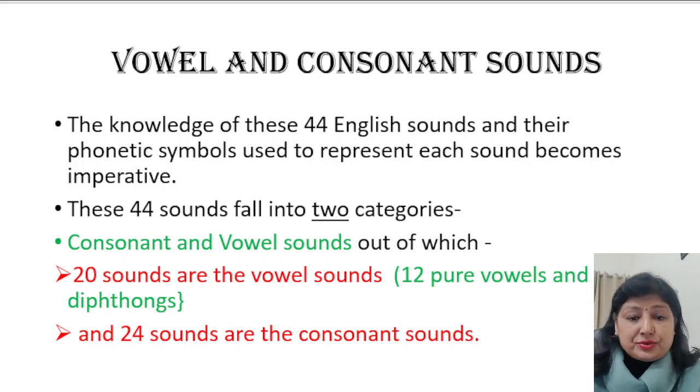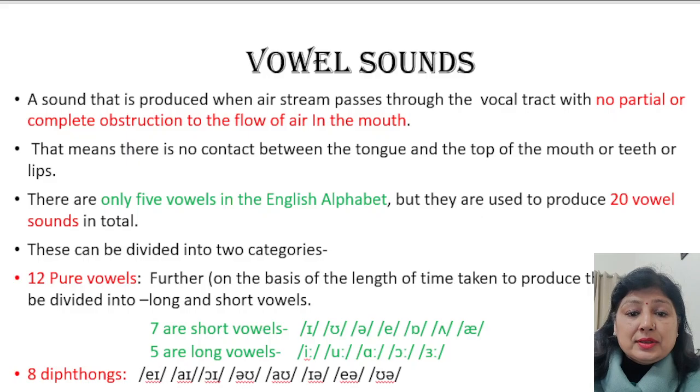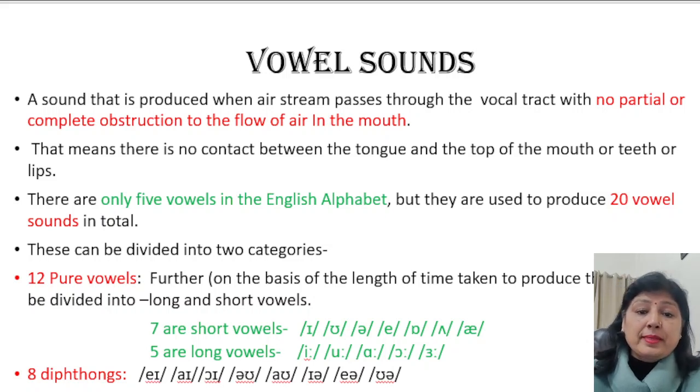What are the vowel sounds? The vowel sounds are those sounds which are produced when the air stream comes out of the mouth cavity without any partial or complete closure or obstruction caused by the lips or tongue or the teeth. As we can see in the pronunciation of some vowels, there is no closure of the mouth while producing these sounds. So these are known as vowels.